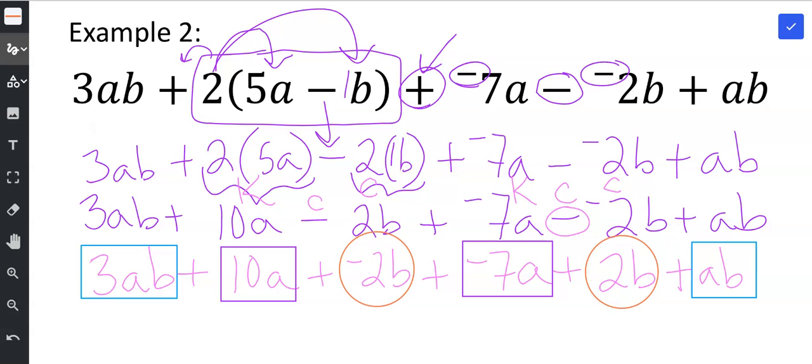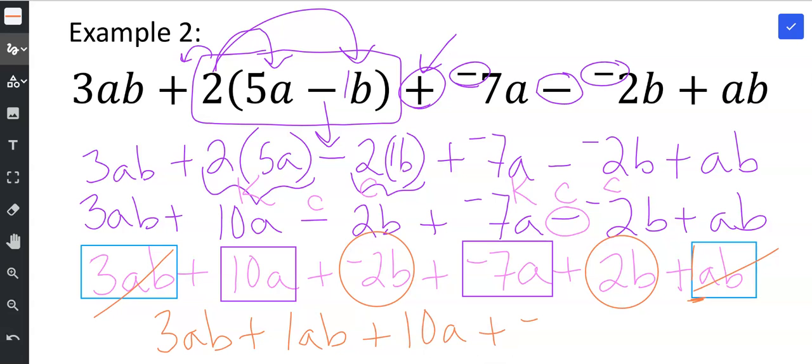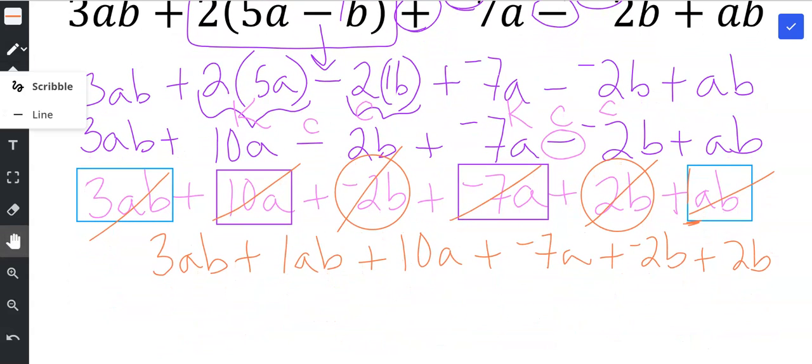And now I'm going to reorder using my like terms to determine what I put together. So I'm going to put together 3ab plus, and this is actually 1ab. When you don't see a coefficient, the coefficient is 1. So I'm finished with those. And then I'm going to add 10a plus the negative 7a. I'm finished with those. And then I'm going to add the negative 2b plus the positive 2b. And then I'll move this up a little bit so I have more room.